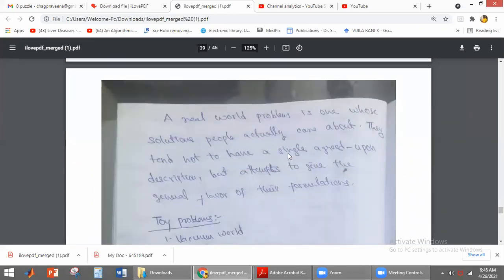And the real world problems do not have an agreed description. They don't have an agreed description. So that is why the formulation of the real world problems will be in general.